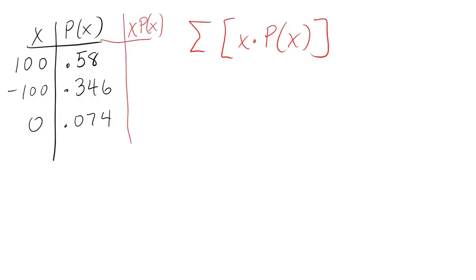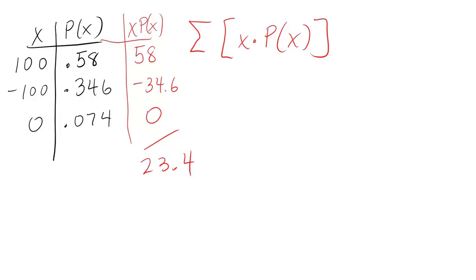Rather than doing all of the writing underneath like I like to do, what a lot of my students have chosen to do, and it might be because the book does it like this, or maybe they came up with it on their own, is they'll just say, well, I know I want to multiply these numbers across, so I'll just make a third column and multiply across. So 100 times 0.58 is 58. And negative 100 times 0.346 is negative 34.6. And 0 times anything is 0. Then my students just add up this column. 58 plus negative 34.6 is 23.4. And we have our expected value.